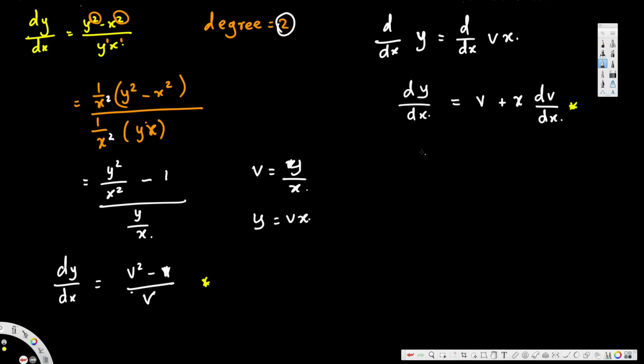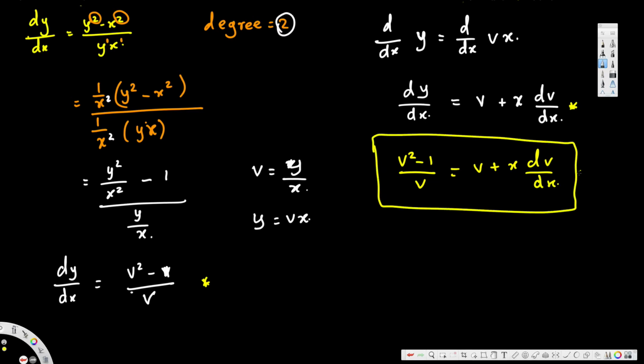So what we do is we take these two together and equate. This one is v square minus 1 divided by v, and we equate it to this one, v plus x dv by dx. Now this is our purpose. We have brought it to a pattern that is separable.